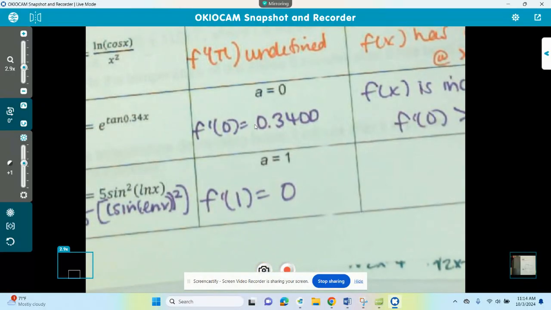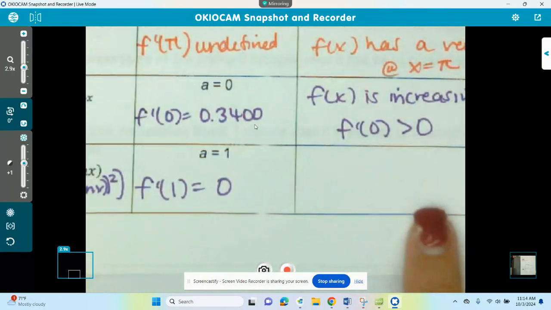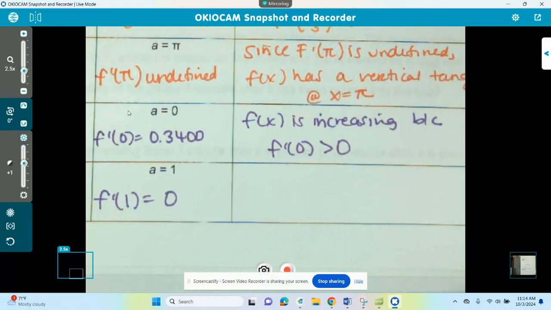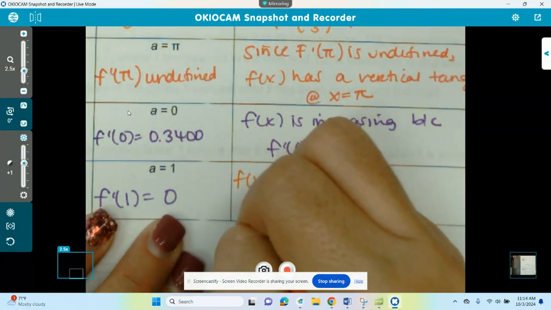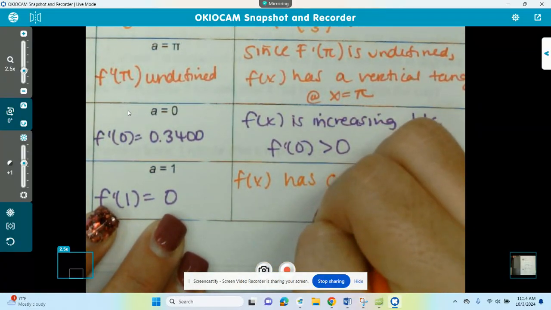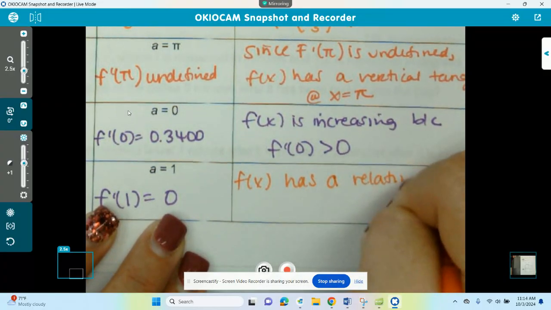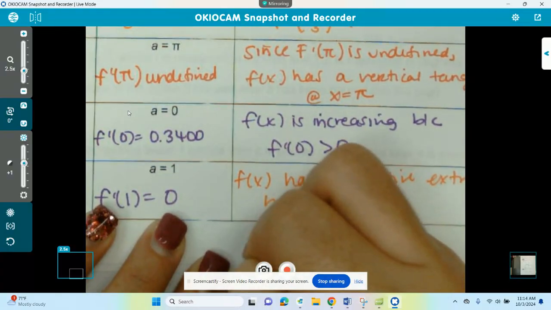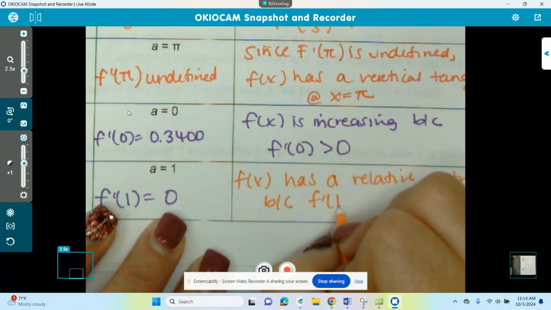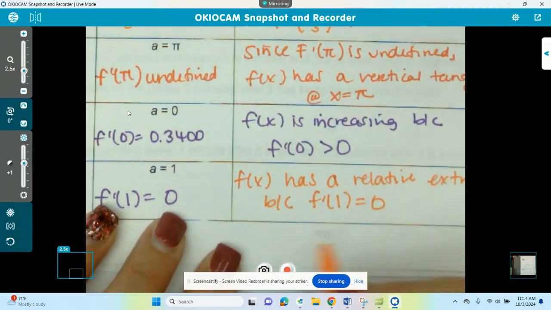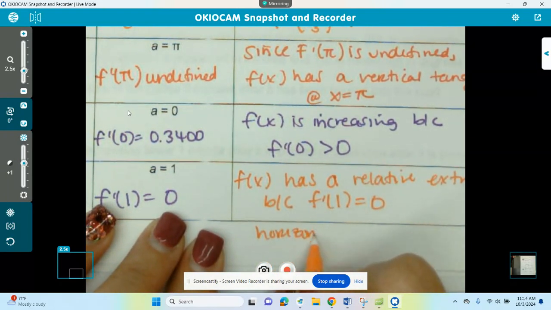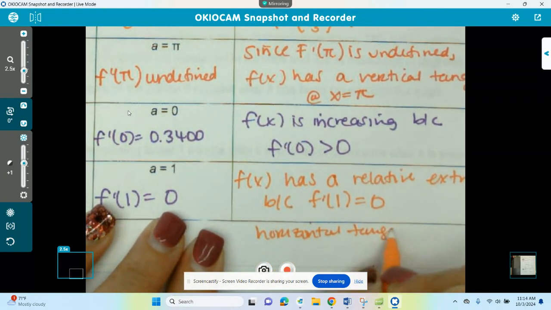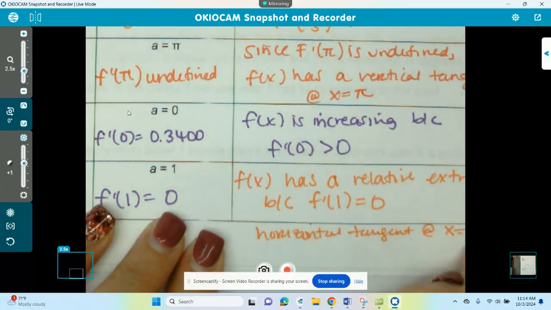Well, if it is 0, what does that tell me about our function? It is an extrema or a horizontal tangent. So f of x has, we would say, a relative extrema there, because f prime of 1 equals 0. It has a horizontal tangent at x equals 1.